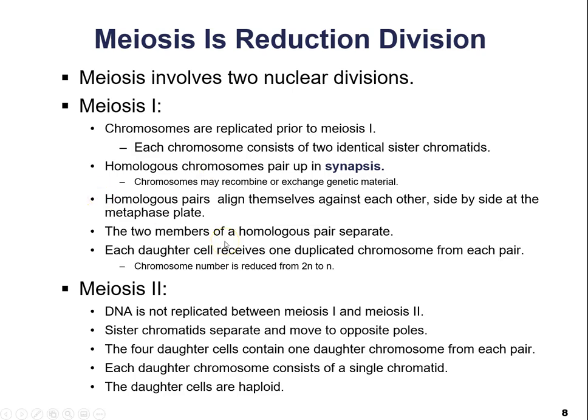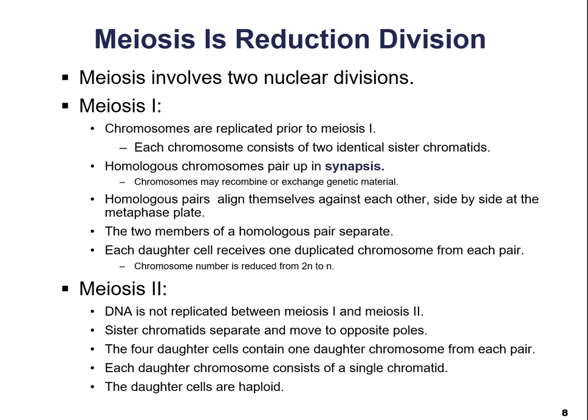So the pairs will separate, they'll still have their sister chromatids, okay? So each daughter cell will receive one duplicated chromosome from each pair. So it's important that one cell gets one chromosome and the other gets the other one, so that you make sure you have all 23 chromosomes in each one of those cells, right? If that doesn't happen, that's where you can get defects in terms of the number of chromosomes that exist. Okay, and like I said, we'll talk about that at the end of the chapter.